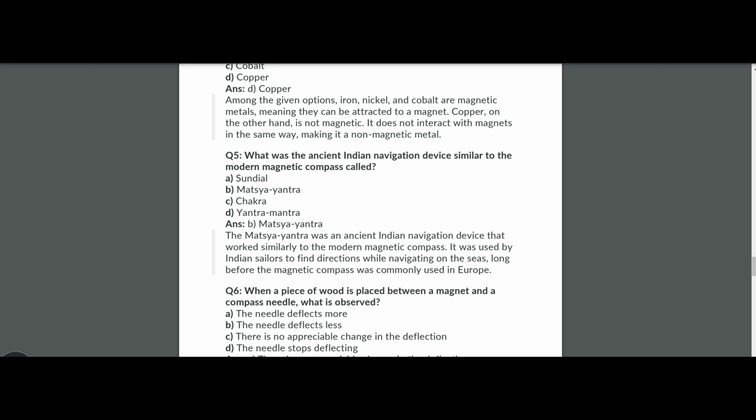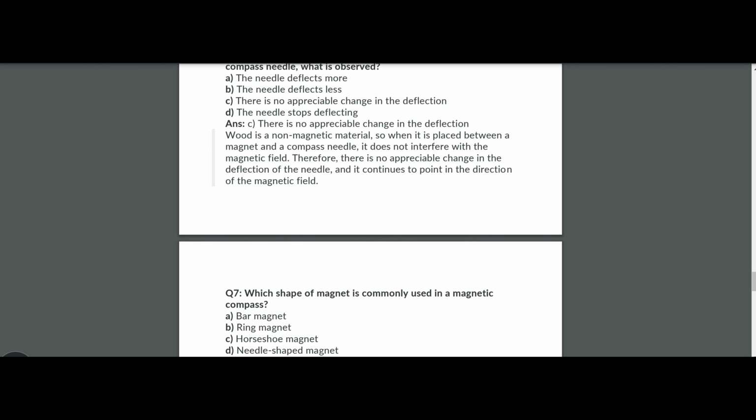Now the next question we have here. When a piece of wood is placed between a magnet and a compass needle, what do you observe? Option A is the needle deflects more. Option B, the needle deflects less. Option C, there is no appreciable change in the deflection. And option D, the needle stops deflecting. My dear students, can you guess the answer? Yes, the answer is C. There is no appreciable change in the deflection. Okay, when you put any non-magnetic material between two magnets, there is no change. Okay, is it clear?